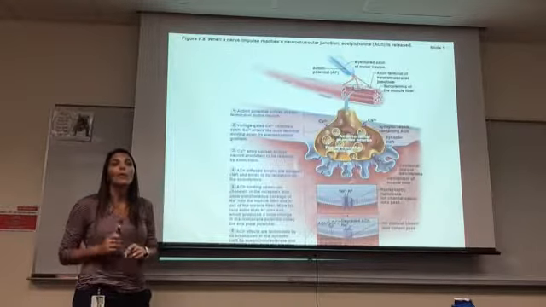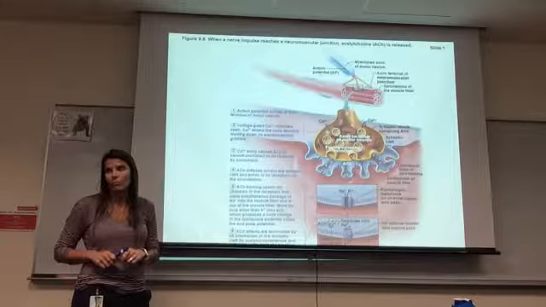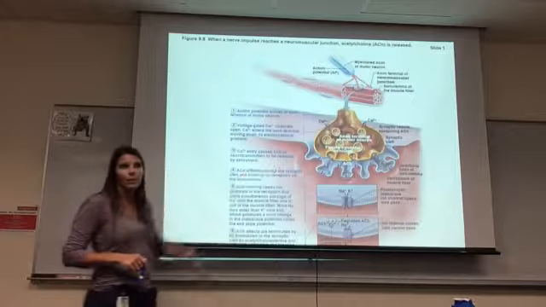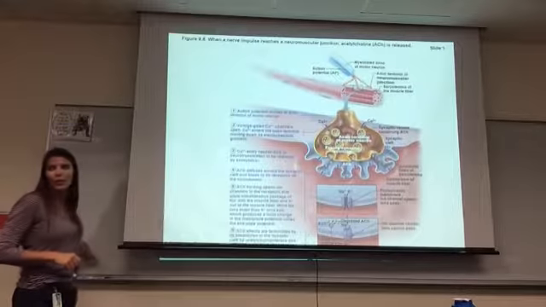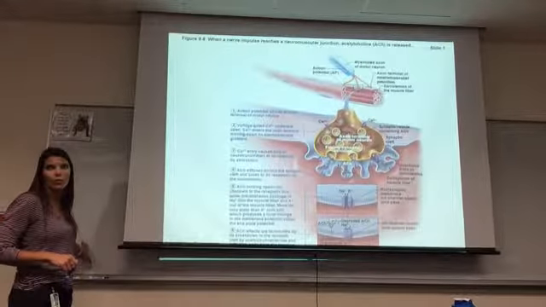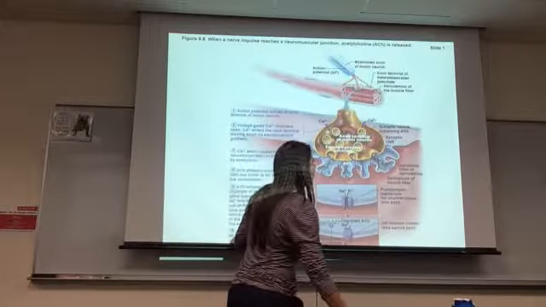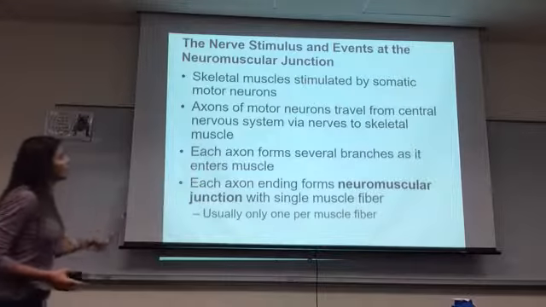Notice how both of them start with calcium. The release of acetylcholine is from calcium. The contraction of the thick and thin filaments is because of calcium. Calcium plays a major, major role. I'm going to go back a slide to make sure I mentioned everything. Skeletal muscles.